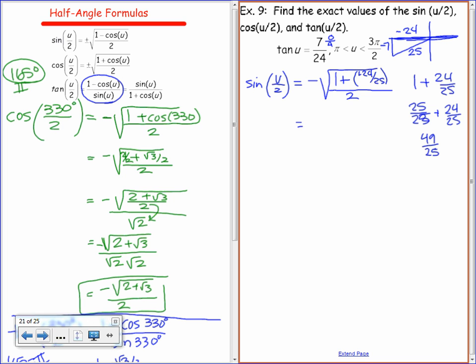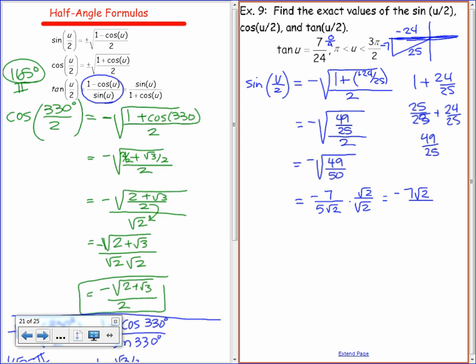Okay, fantastic. This is negative square root of 49 over 25 divided by 2. So this is the same thing as the negative square root of 49 over 50, which is -7 over 5 root 2. And I'm not supposed to leave it like that, so I multiply top and bottom by root 2. And I'm getting -7 root 2 over 10. I think that's what we want. All right, what's the cosine of this?